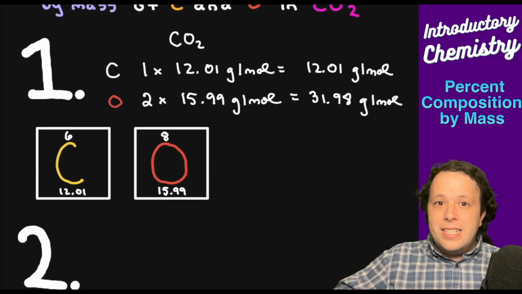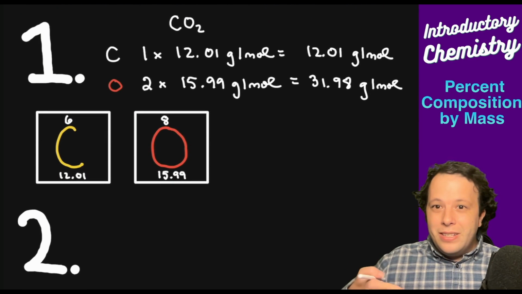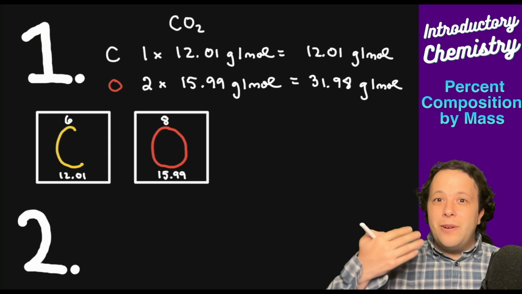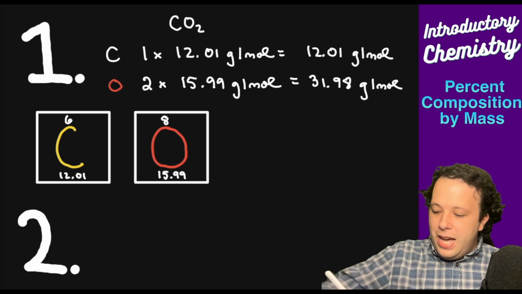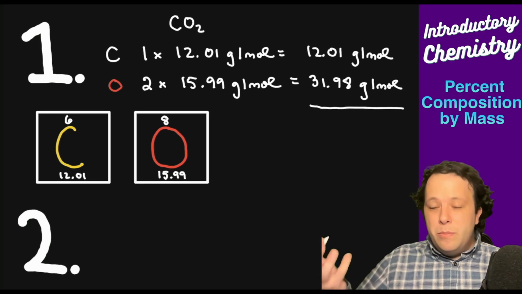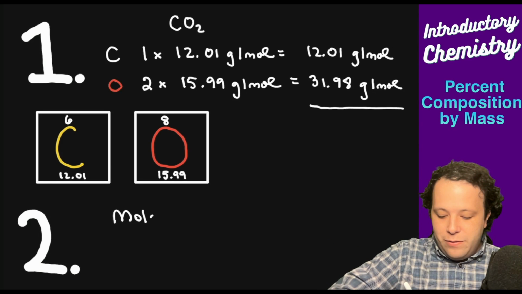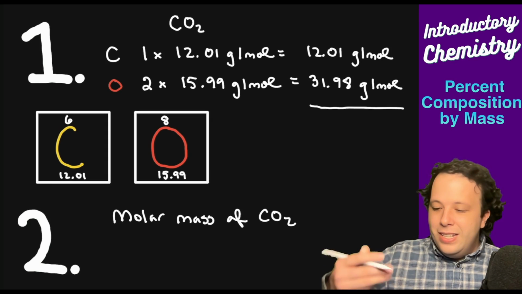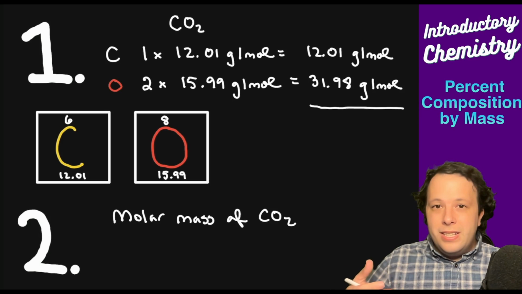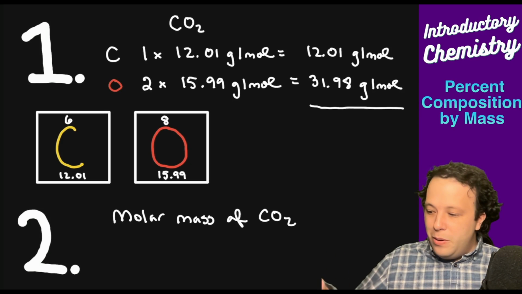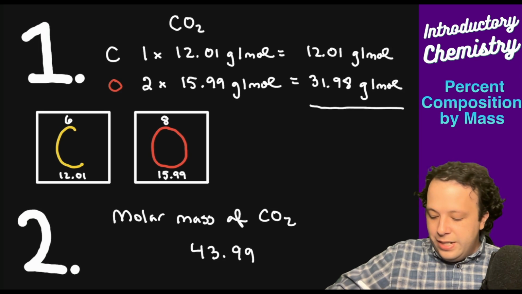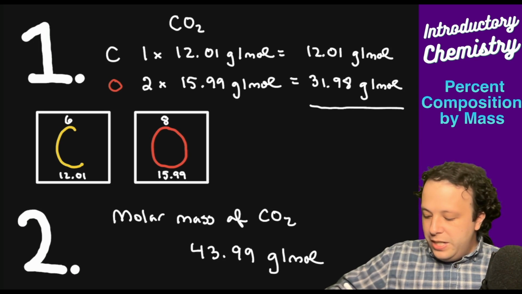For the second step, we're going to take those values and add them up to find the total molar mass of our compound. If we add up both these values, we get our molecular mass. The molar mass of CO2 is going to be 12.01 plus 31.98 grams per mole, and what we will get in the end is 43.99 grams per mole for CO2.